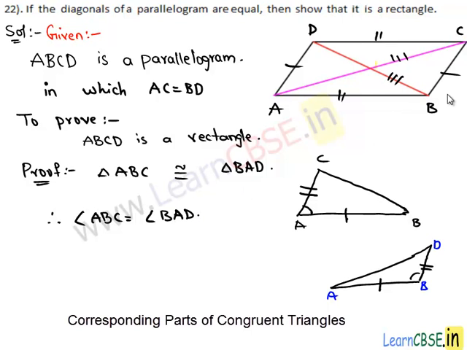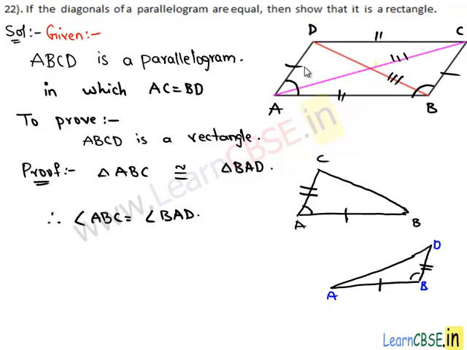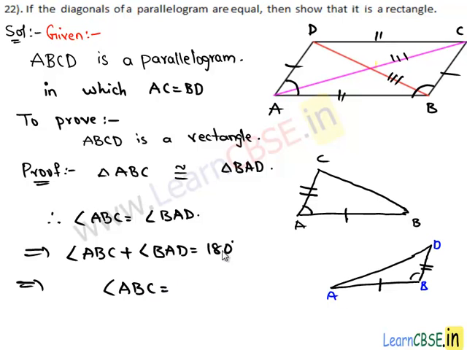From the properties of a parallelogram, we know that the sum of consecutive interior angles, that is angle BAD and angle ABC, is supplementary. Therefore, the sum of angle ABC and angle BAD is 180 degrees. By substituting the values, we get the value of angle ABC is equal to 180 upon 2, which is 90 degrees. Therefore, we get a right angle, so ABCD is a rectangle.